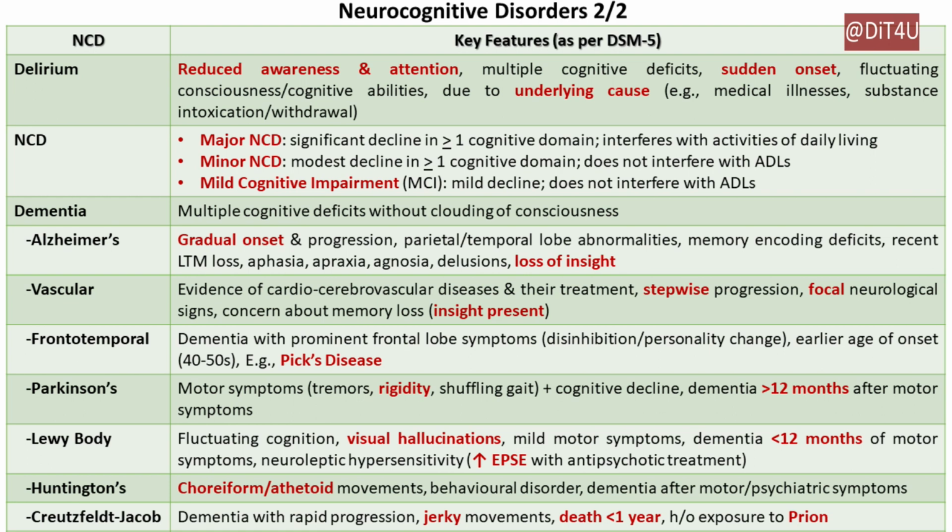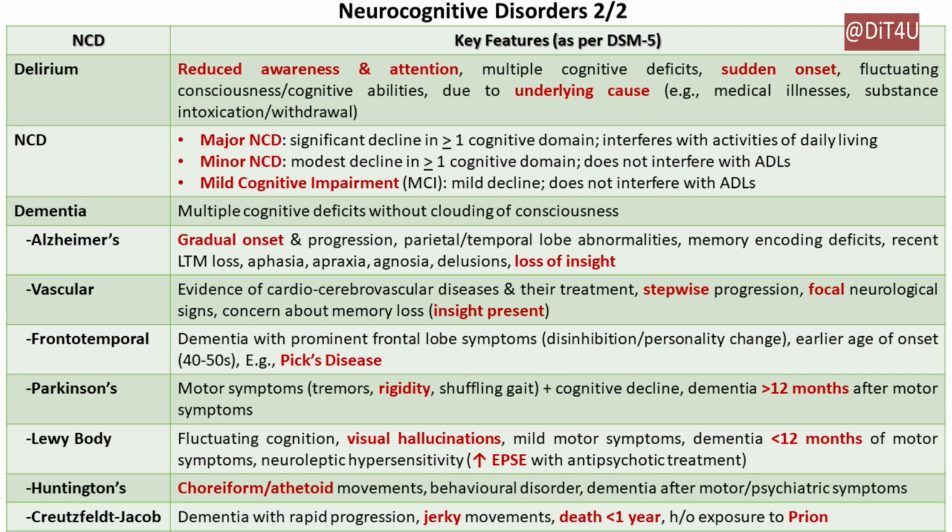NCD, or neurocognitive disorders, is the DSM-5 accepted terminology. Major NCD: there is significant decline in one or more cognitive domains. It interferes with activities of daily living. Minor NCD: modest decline in one or more cognitive domains, does not interfere with activities of daily living. A related terminology, mild cognitive impairment or MCI, is a mild decline as the name indicates, and of course it does not interfere with ADLs.